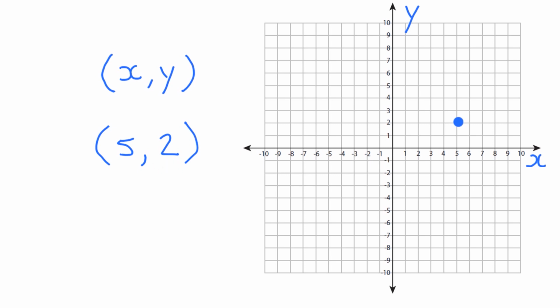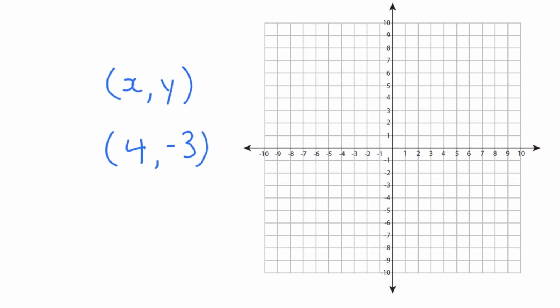Probably the most common mistake is switching up the x and y values. So instead of going to 5 for the x value, they'll go to 2, and they'll treat 5 as being the y value, and they'll go up to here. But we can tell these are two different positions, so you have to always do x value first, and then your y value. So what I want you to do is pause the video.